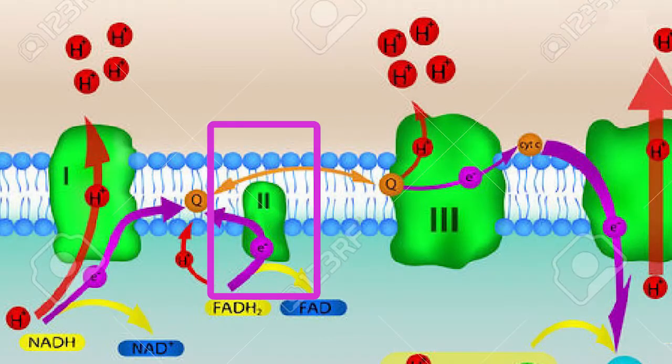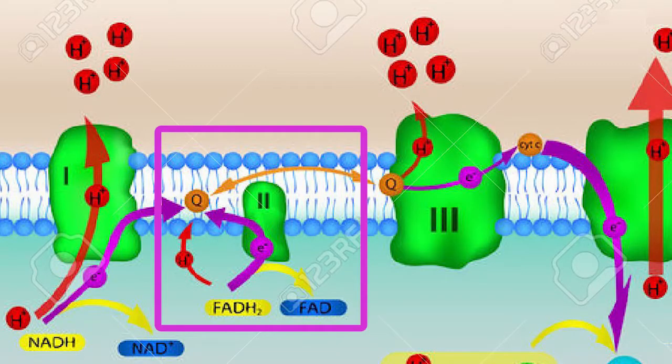Now let's look at complex 2. We still haven't talked about complex 2. Complex 2 doesn't traverse the membrane. Instead, it goes halfway through. And complex 2 is actually an enzyme that takes the electricity from FADH2 and gives it to Uber, which is Q. And then Q gives it to complex 3. And then it goes through the same process that we described for NADH, which is a different battery.